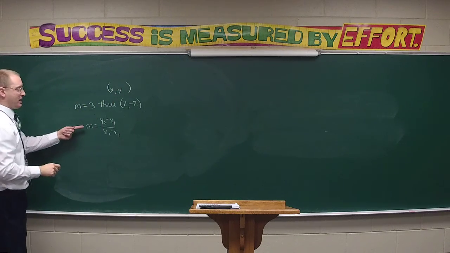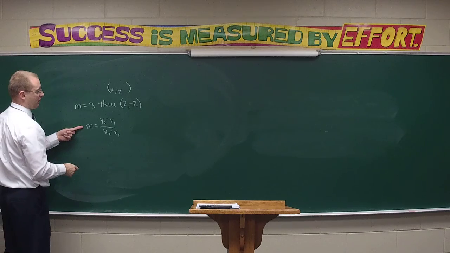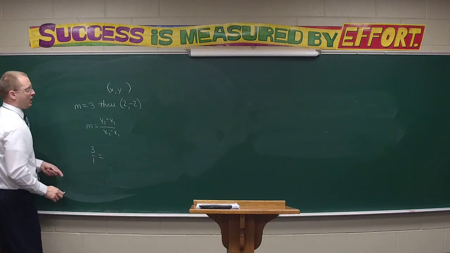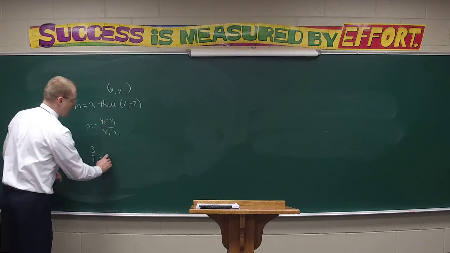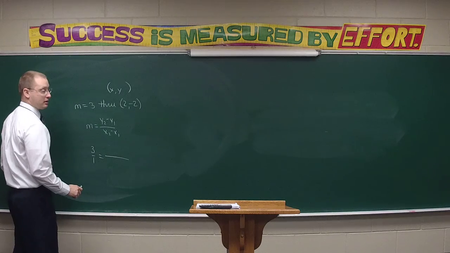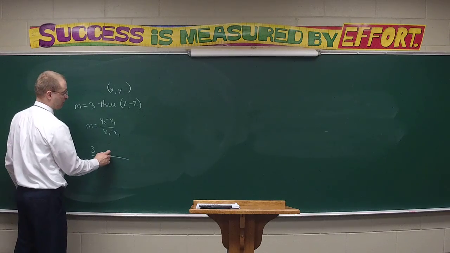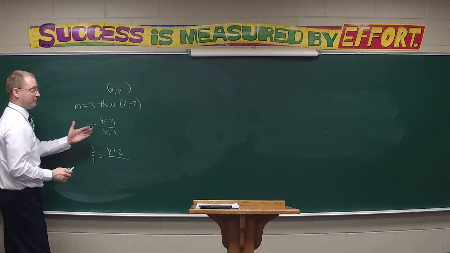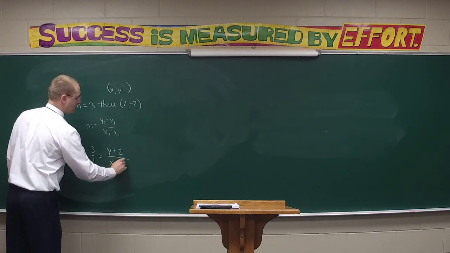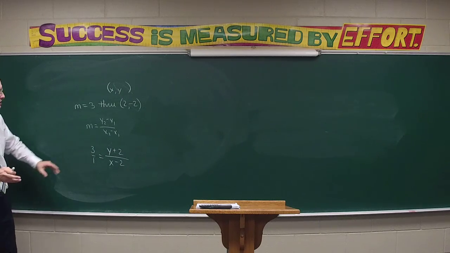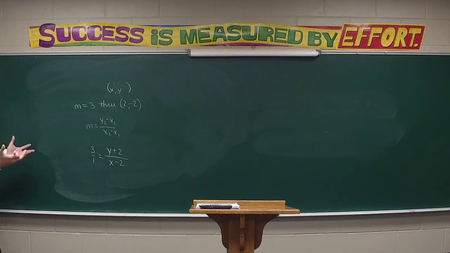So, in place of the m, I could put 3, because I know the slope, or 3 over 1. For y2 minus y1, I should write y minus -2, or y plus 2, and for x2 minus x1, x minus 2, just like we did change in x and change in y. Now they were squared in the distance formula, of course, but we set it up that way. And now we've set ourselves up a proportion.